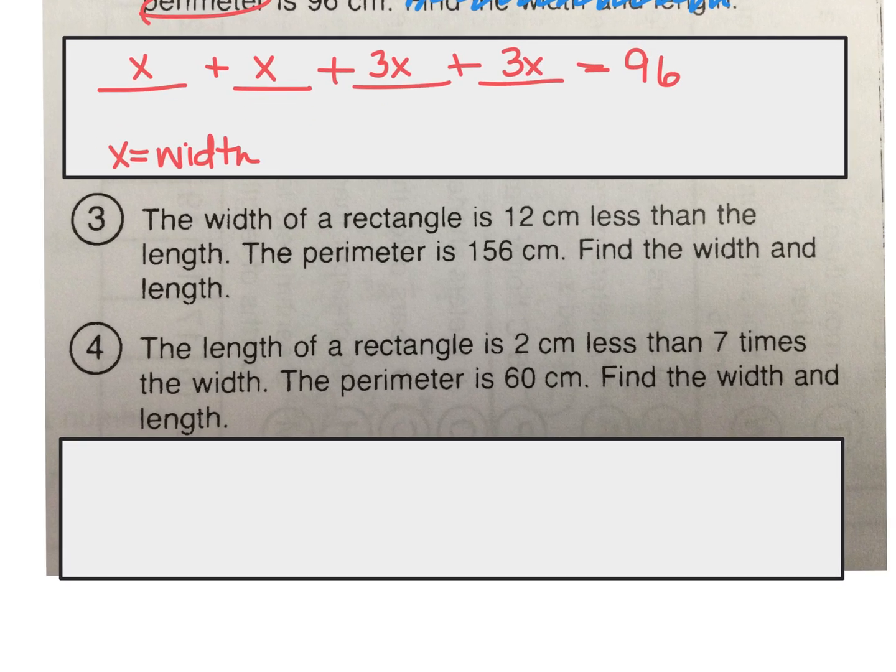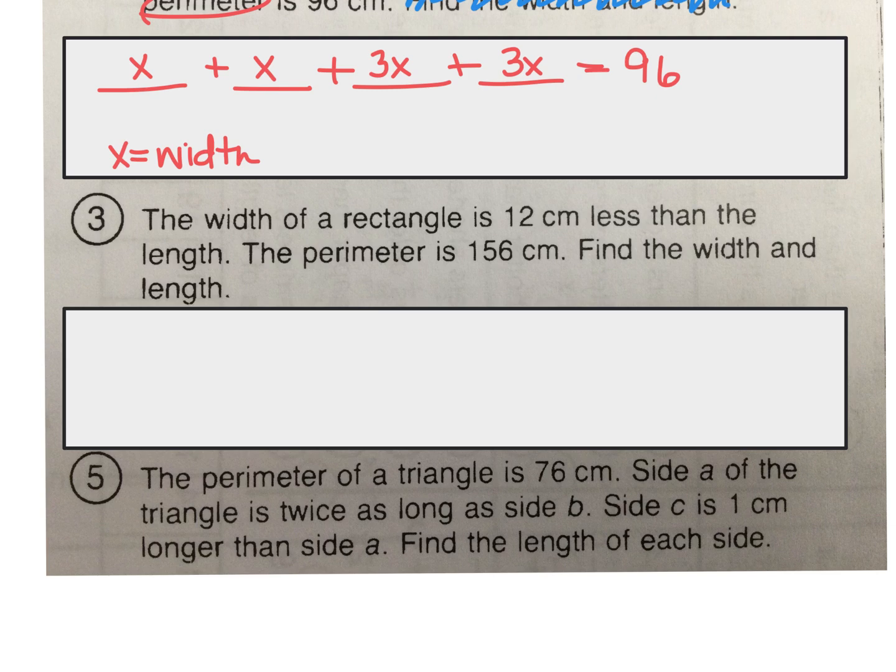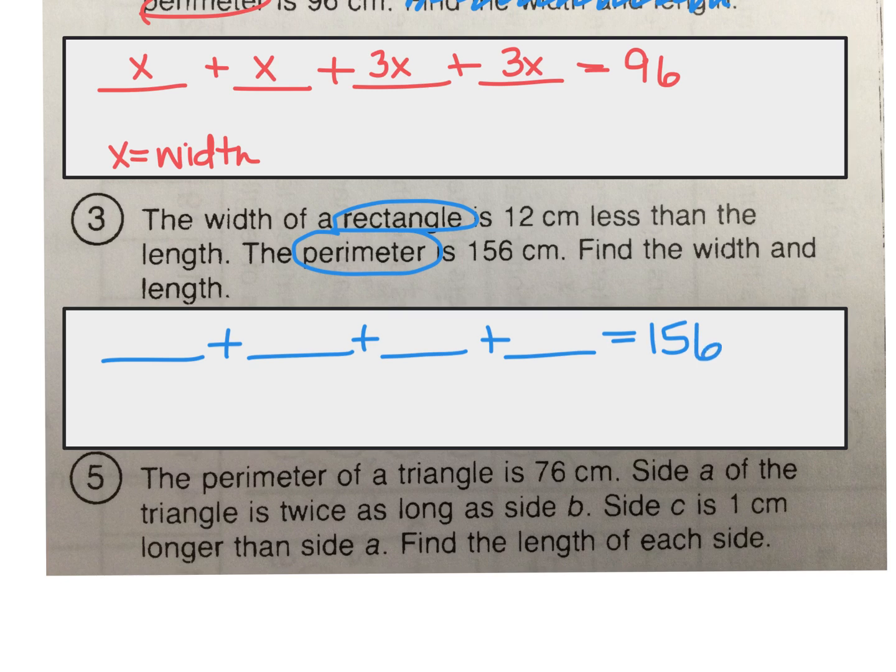All right, now we're going to do question 3 together. Question 3 says the width of a rectangle is 12 less than the length. The perimeter is 156. So I've got a rectangle, and I'm doing its perimeter, so I'm going to have 4 blanks equal to the total. This time I know about the width. They tell me about the width. What I don't know anything about is the length. So that means x represents the length.